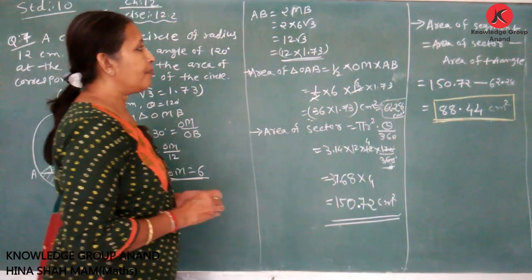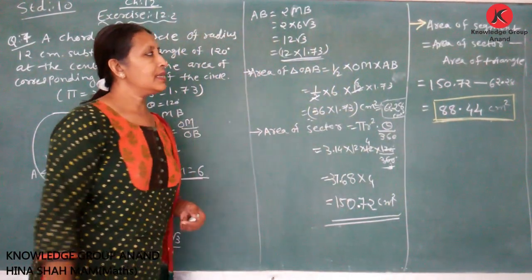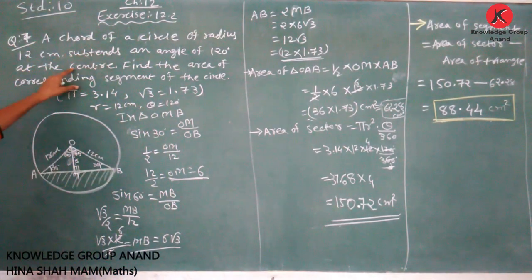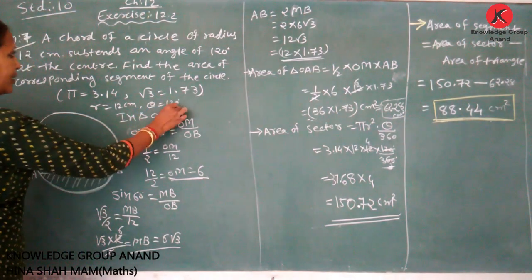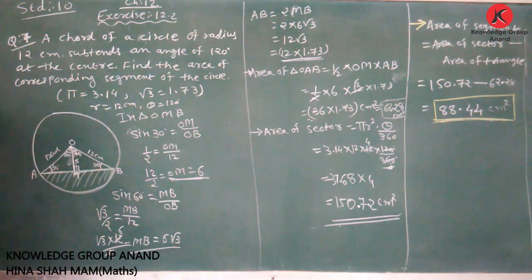Area of segment is equal to area of sector minus area of triangle. Again this question. A chord of a circle of radius 12 cm subtends an angle of 120 degrees at the center. Theta is equal to 120 degrees. Radius is equal to 12 cm. Find the area corresponding to the segment of the circle. Take pi is equal to 3.14 and root 3 is equal to 1.73.